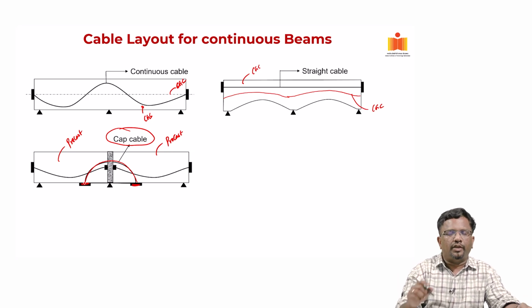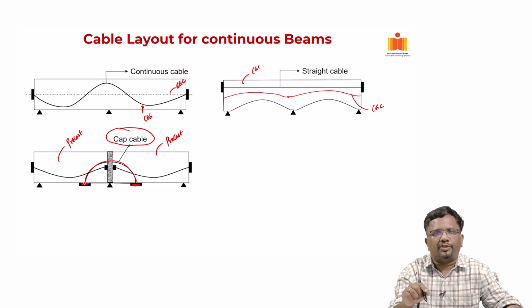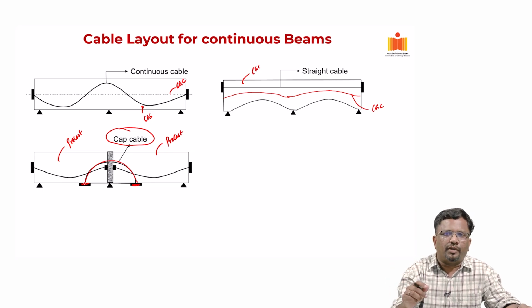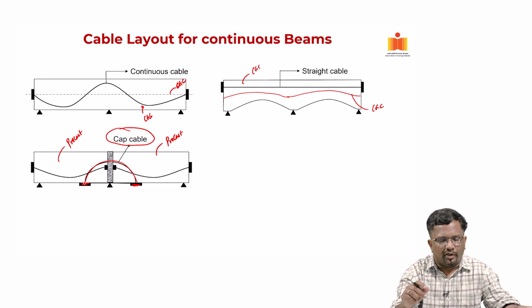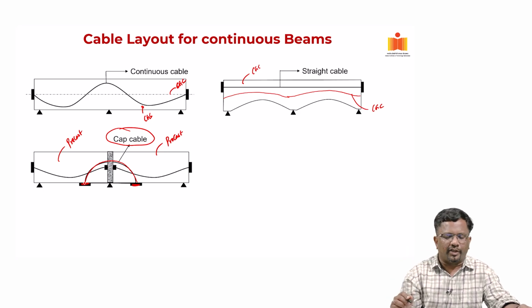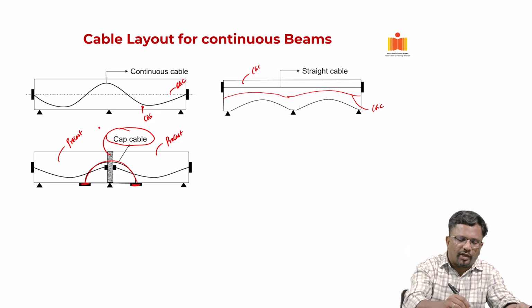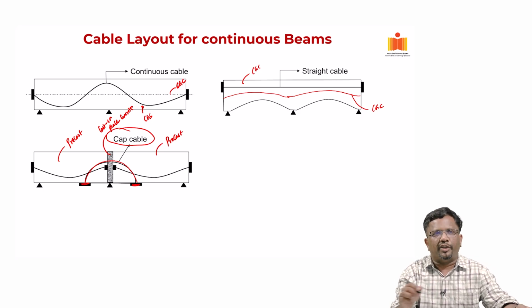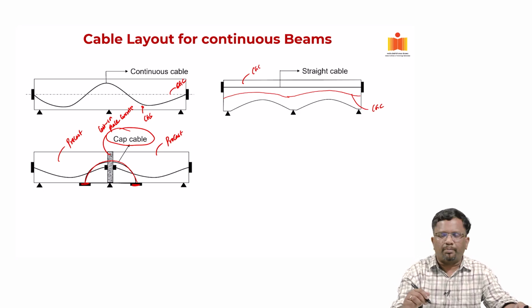So, in this way the cable will be at the top location with the support, that is where you are going to develop some hogging moment and the cable should be at the top location. So, this is another way of combining precast and this will be a cast in place concrete. Okay. So, we are combining precast and cast in place concrete.